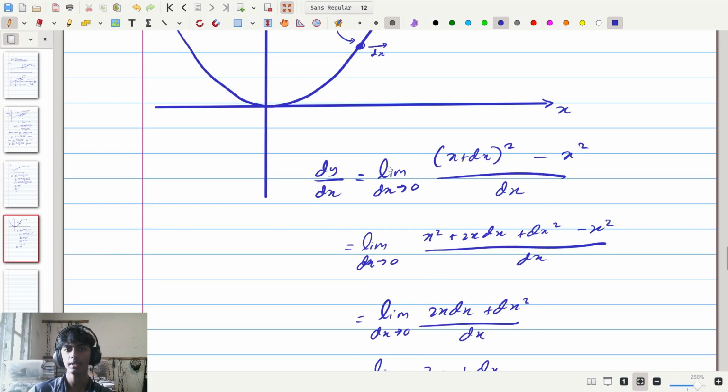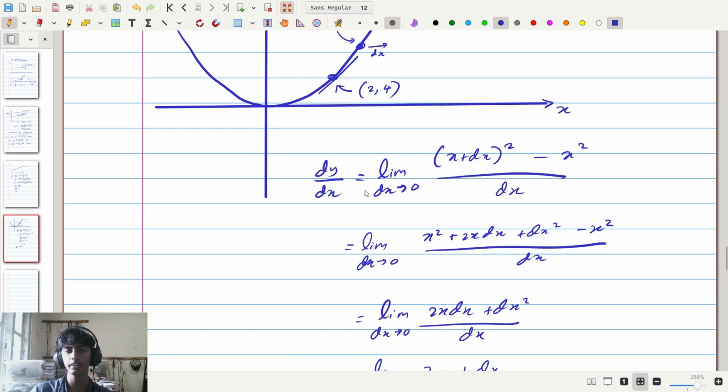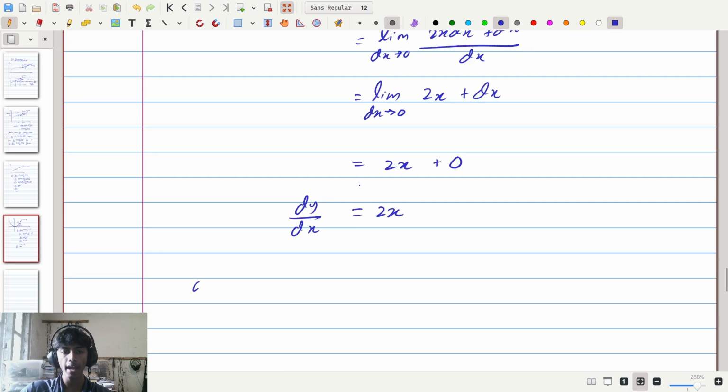What does this mean? This means that at any point x over here, the gradient of the tangent line here is going to be 2x. So let's say we have the point over here. Let's say this point is the point 2, 2 squared, so 2, 4. At this point, if we want the instantaneous rate of change of this curve here, that rate of change is going to be, at x equals 2, the value of dy by dx, which is going to be 2 times, instead of x we substitute 2 into here, which is 2 times 2, which is going to be 4.